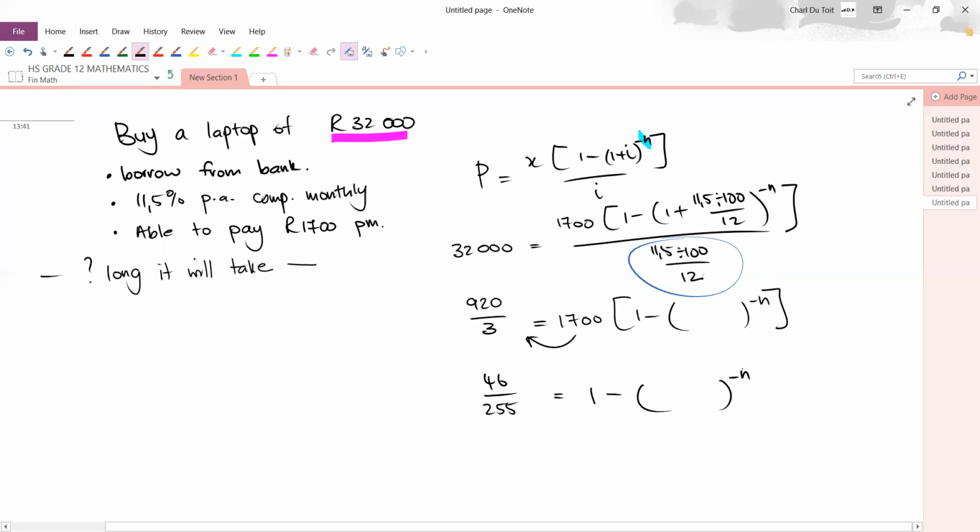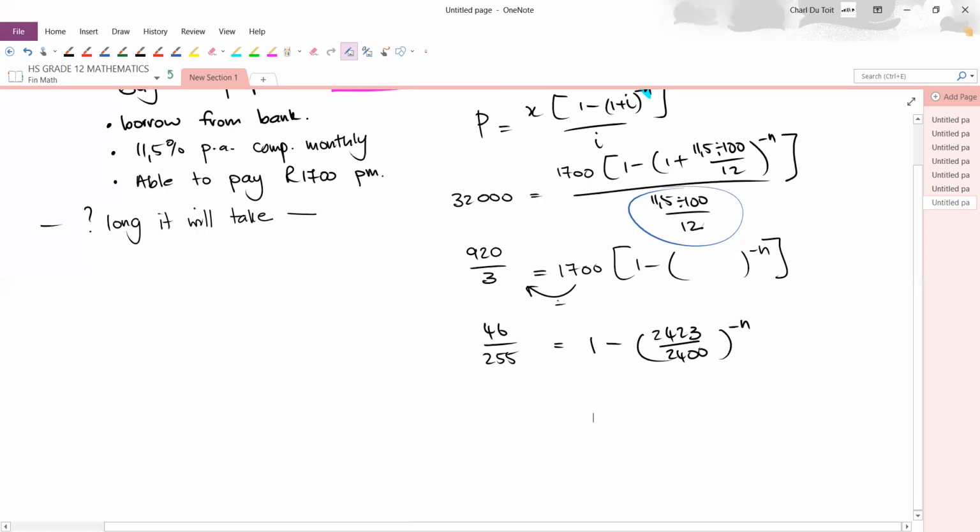So I'm going to do that 1 plus then fraction 11.5 divided by 100 divided by 12, or divided by 1200. So this is just 2423 over 2400. You understood what I did? I divided the 1,700 away. I've got a new value. What remains is 1 minus whatever that is. Yes. Good.